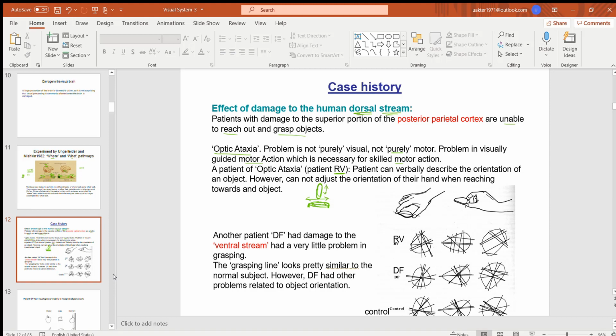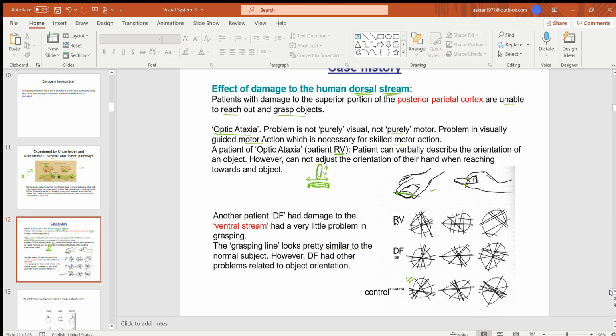So let's see what happens here. You see the subject was asked to hold this object this way, and sometimes the subject was asked to hold it this way. So the subject got the instruction how to hold the object, and this is the normal subject, control. So you see that the normal subject holds the object correctly, right? So these are the directions the subject were asked to hold the object. So all these are correct.